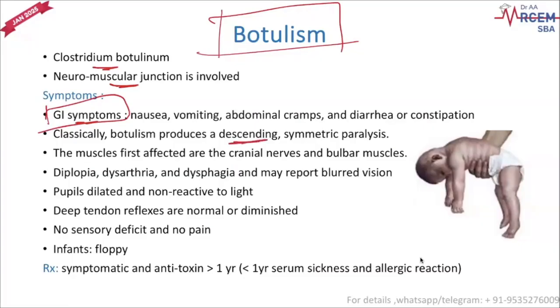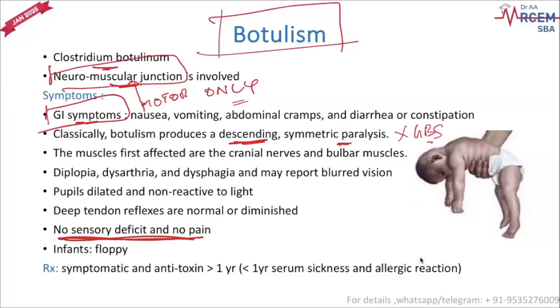Classically, they present with a descending symmetrical paralysis, which is exactly opposite to GBS. GBS is ascending, this is descending. Both are symmetrical. Both involve motor weakness, especially since it is a neuromuscular junction. So it is motor only that is involved. There is absolutely no sensory involvement at all, which you need to remember.